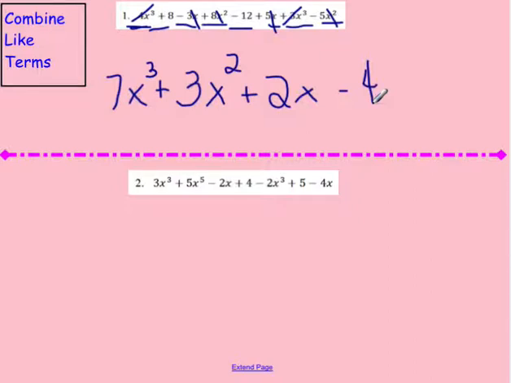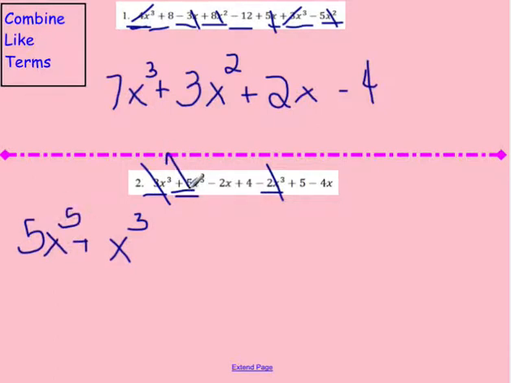Let's take a look at number 3. We have 3x cubed minus 2x cubed. 3 minus 2 is just 1, and then x cubed. Okay, what I didn't see was that 5x to the fifth there, so that needs to come before x cubed because that's a larger exponent. My next highest exponent is x, so I have negative 2x minus 4x. When I combine those, negative 2 minus 4 is negative 6, and again, keep the x's the same. Then we have 4 plus 5, and that is going to give us 9. So that right there is your final answer.